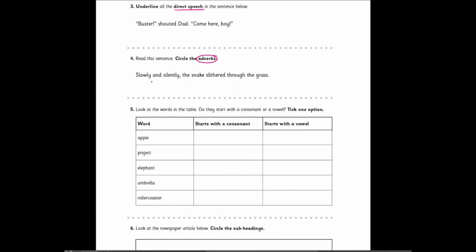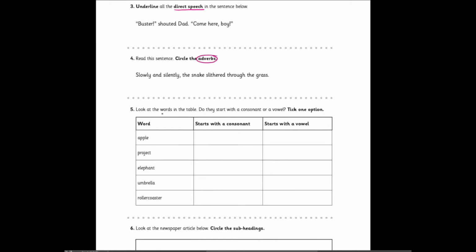So slowly and silently, the snake slithered through the grass. Find our verb. That's here, slithered. Which words tell us how the snake slithered? Clue is that adverbs often end in ly.